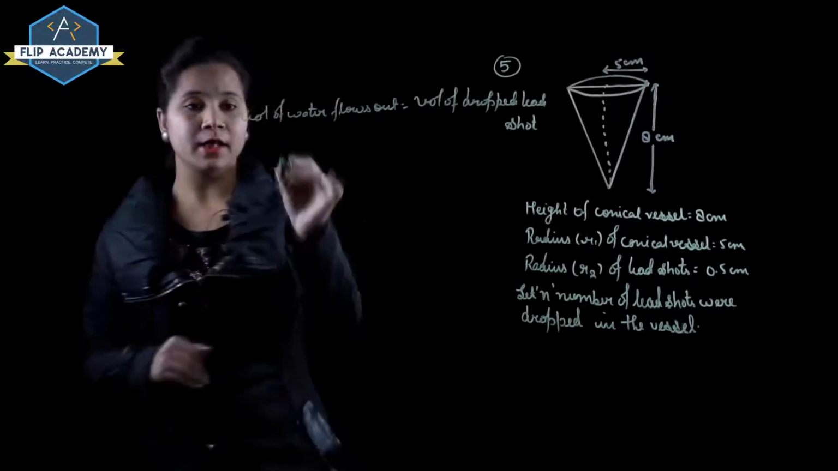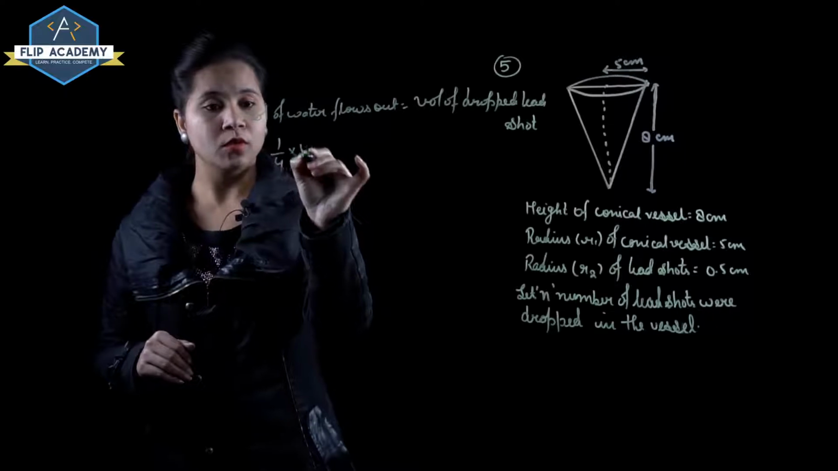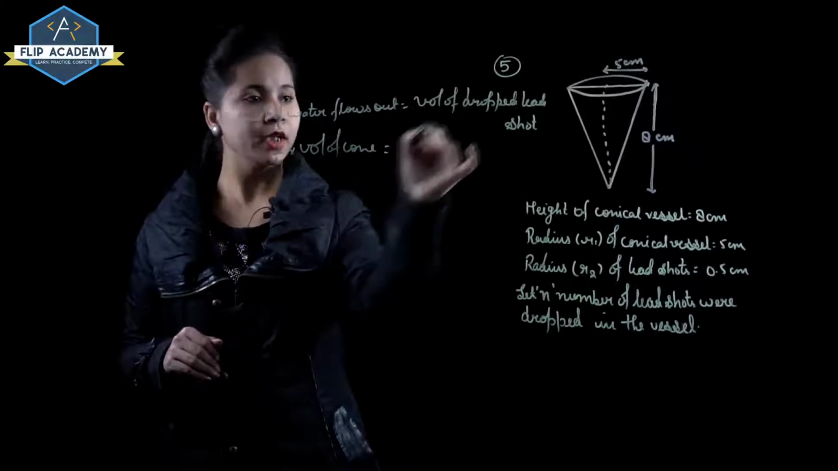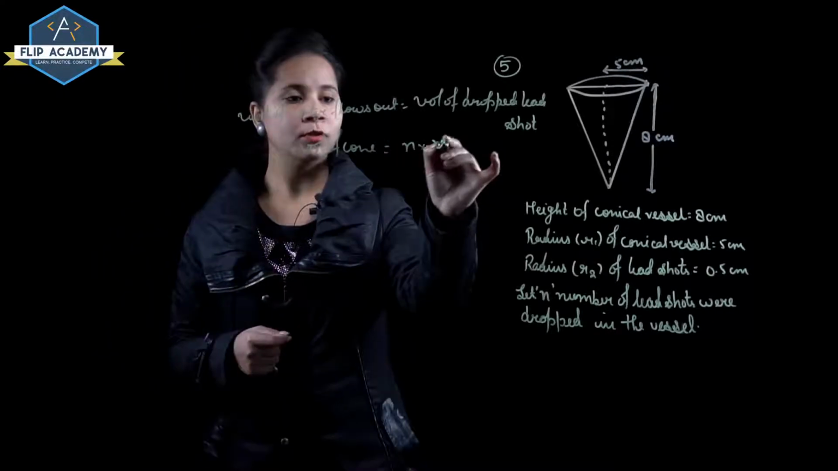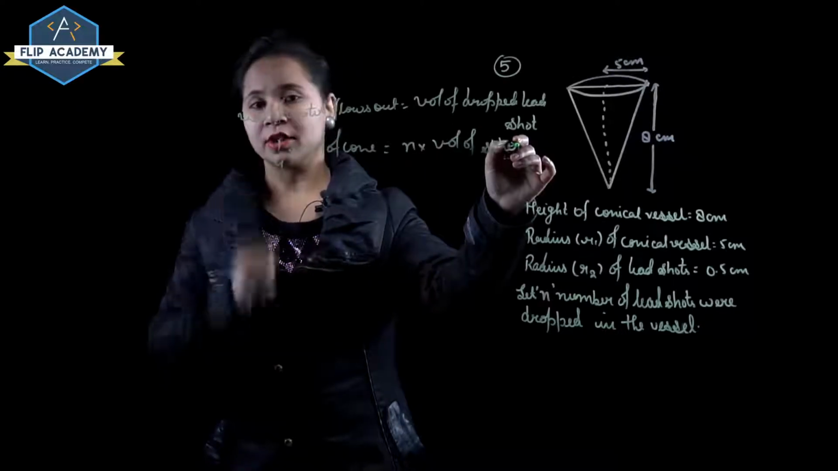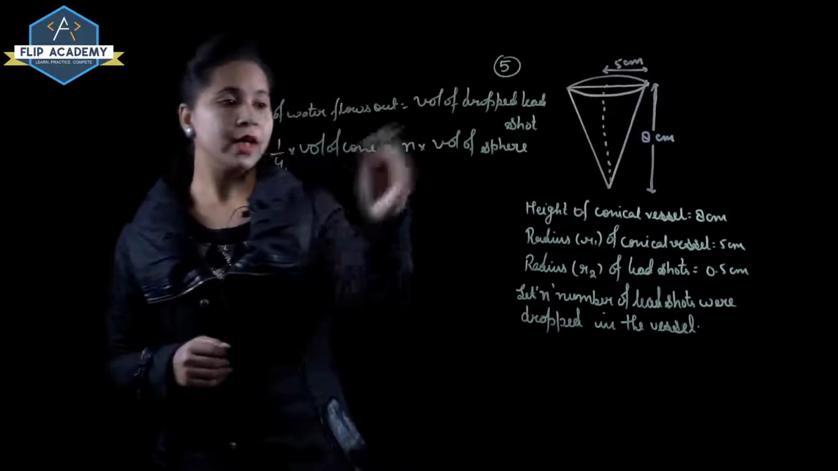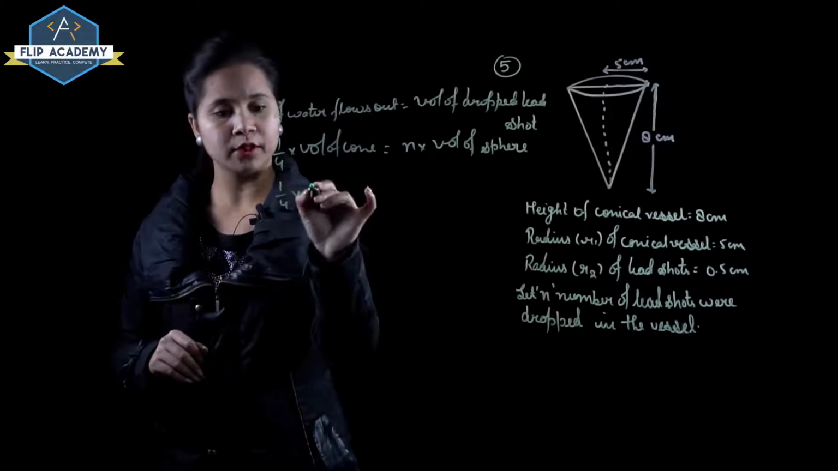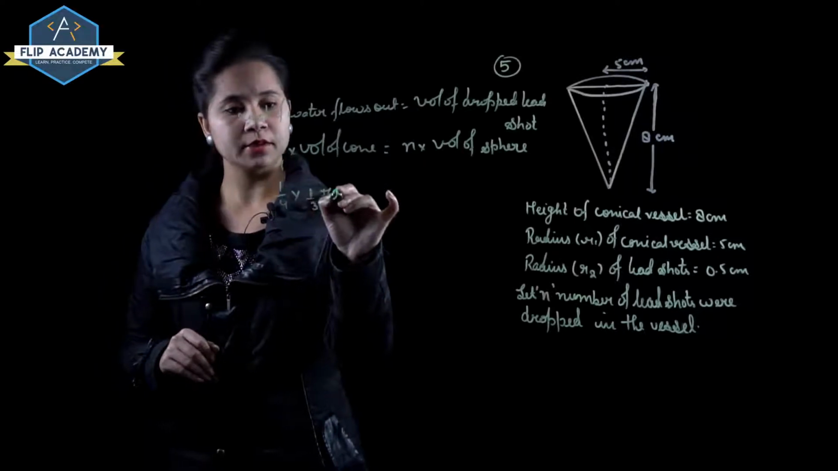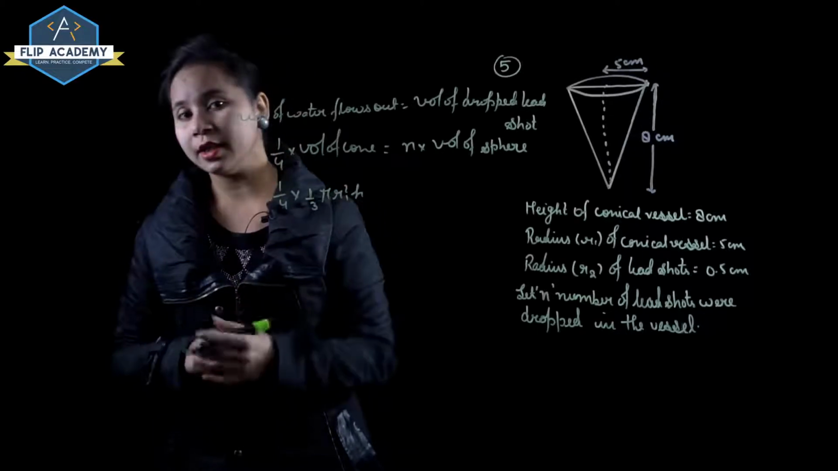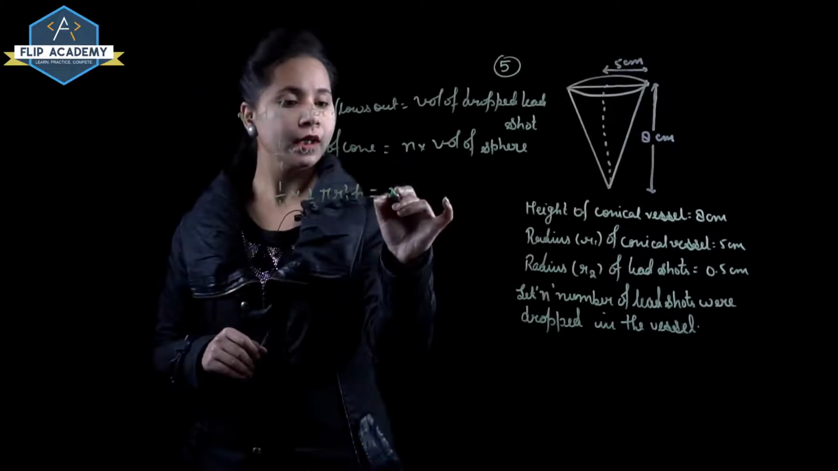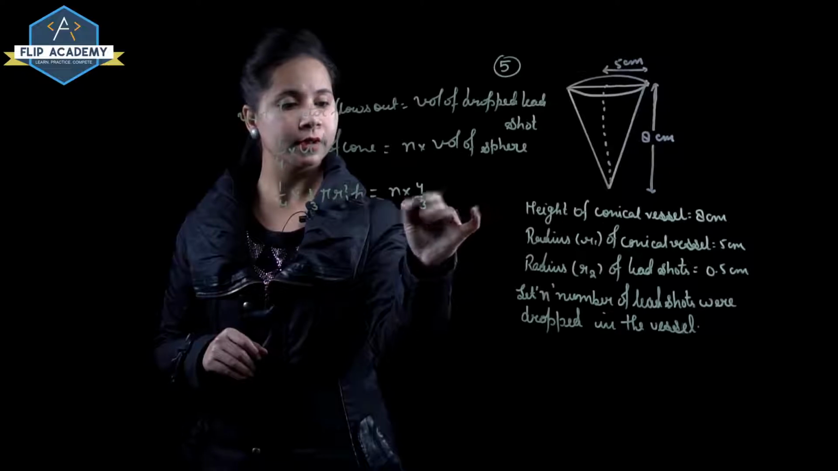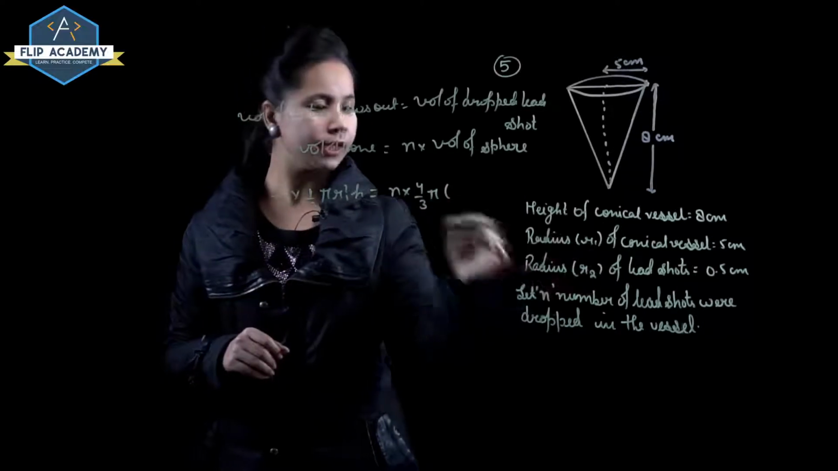अब कितना पानी बाहर आता है? 1/4 volume of cone equal to n into volume of sphere. Because lead shot का shape कैसा है? Spherical. So n into volume of sphere. Now 1/4 volume of cone क्या होता है? 1/3 pi r square h. यहाँ पर radius of cone कितना ले लिया? r1 equal to n into 4/3 pi. Radius of sphere कितनी ले रखी है?